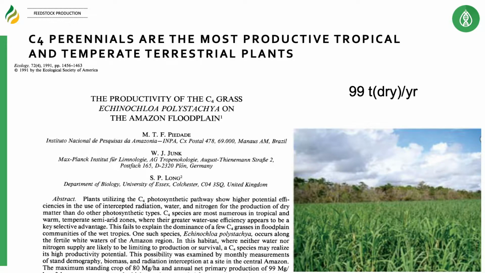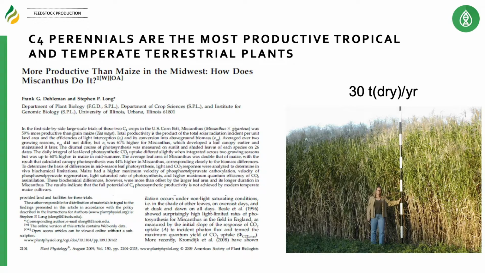Back again. The most productive plant we know of on the planet is this Amazonian grass, Echinochloa polystachya. That produces almost 100 dry tons per hectare per year, and it's C4. The most productive temperate grass we know of is Miscanthus x giganteus.